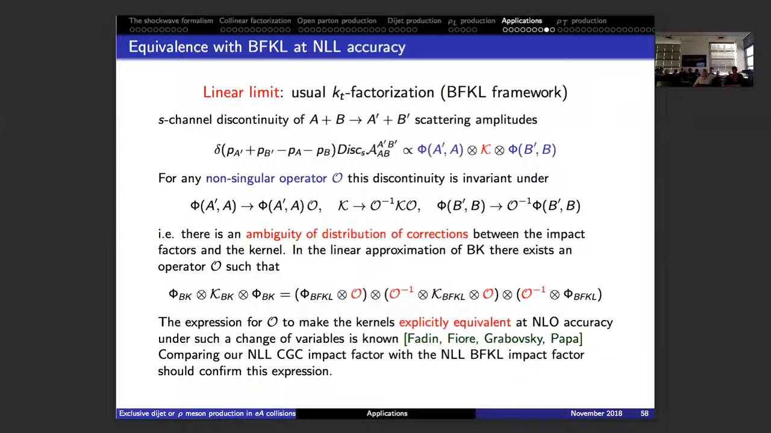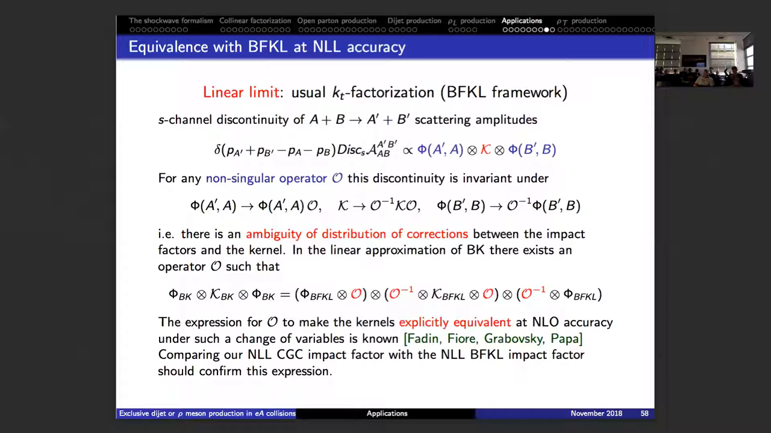It is known. It's in Fadin, Fiore, Grabovsky. So the question is just: if I'm taking this and convoluting with the inverse of this operator, do I get the results, or do I get some mismatch? Okay, so Fadin and company know this operator exactly from comparing kernels. From comparing the Green functions of kernels. Yeah, but no one checked that for impact factor. I see.